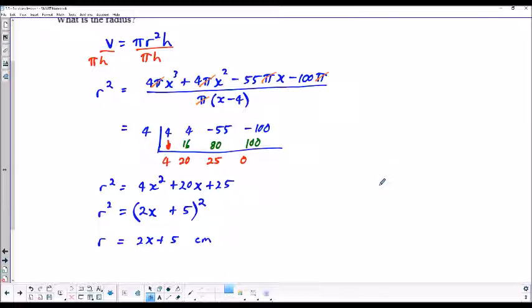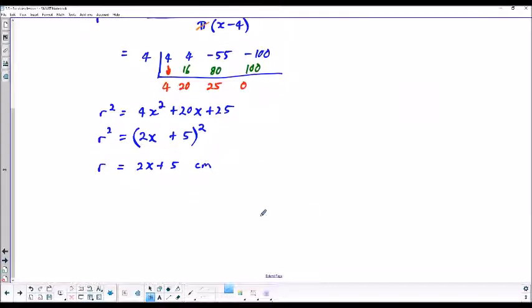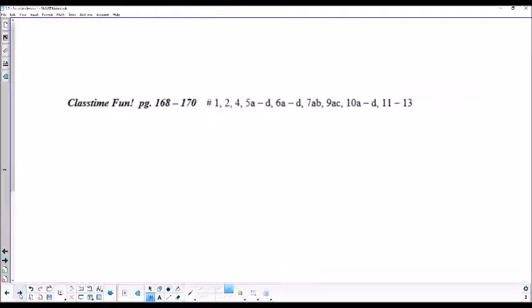Okay, so that is, in a nutshell, your introduction to division of polynomials. And here's a little bit of fun that you can use to consolidate this information.